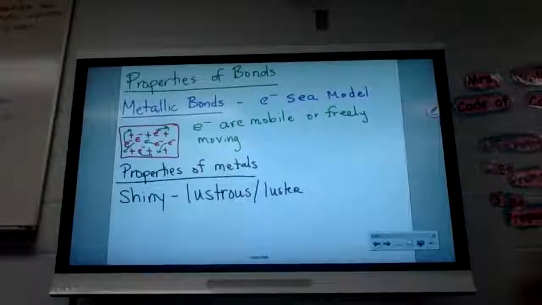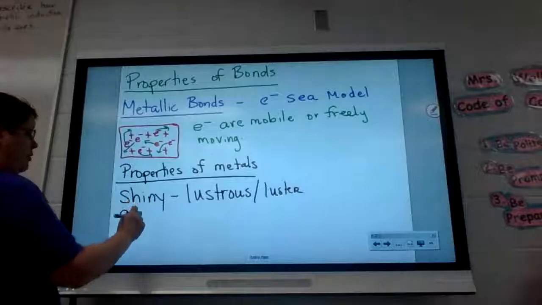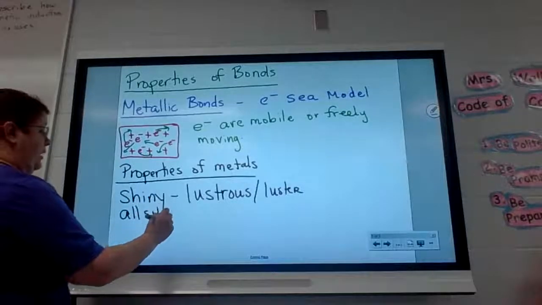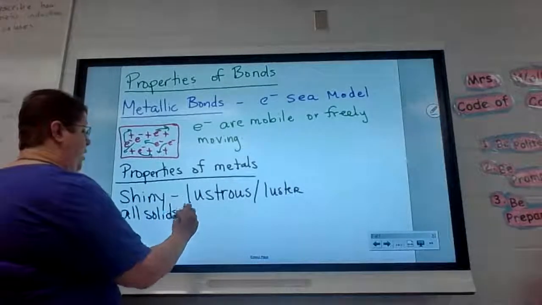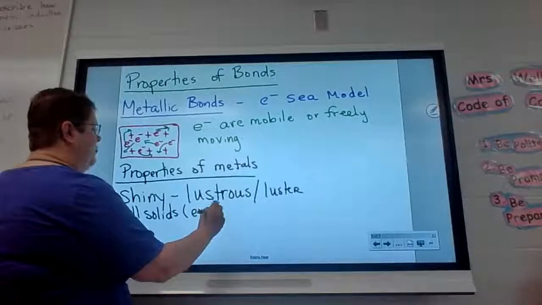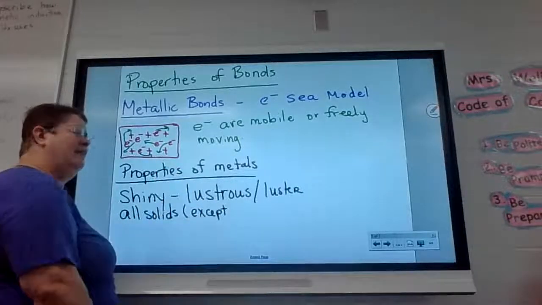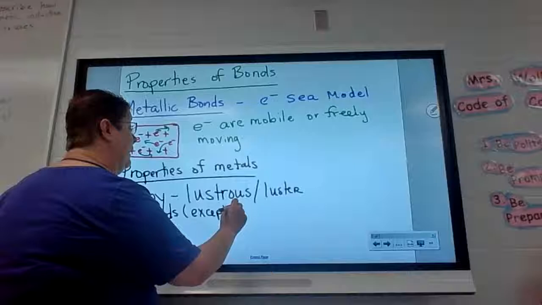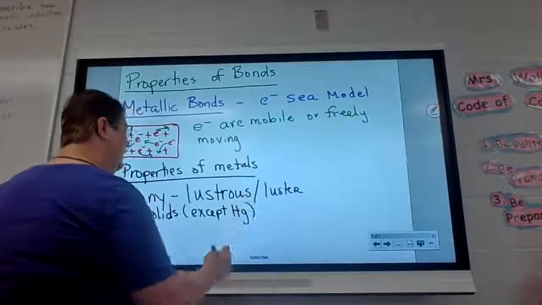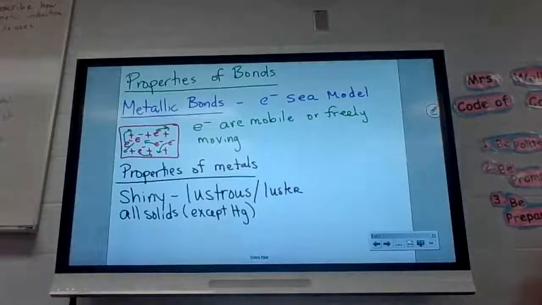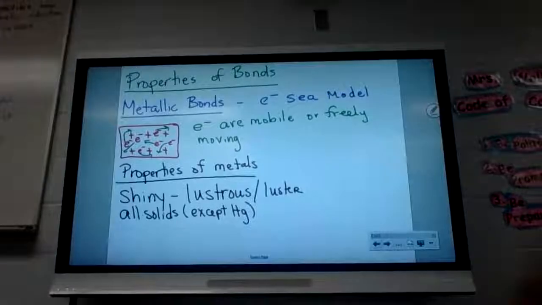All right, anybody got another one? What are the metal properties? Hard. They're all solids except for one. Can anybody tell me the one exception? Hydrogen's not a metal. Mercury. Yes, mercury's a liquid. They're all solids except that one.